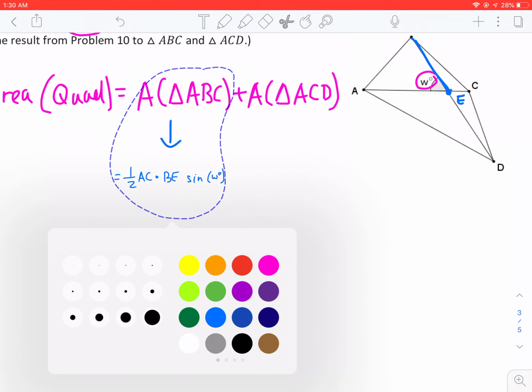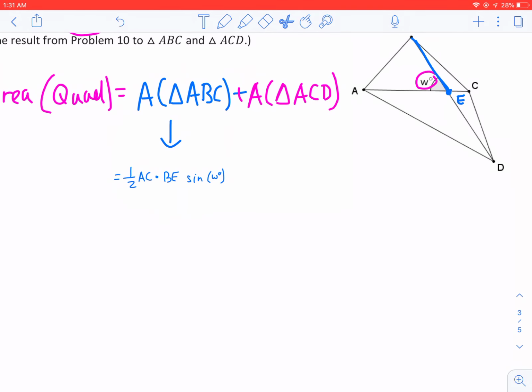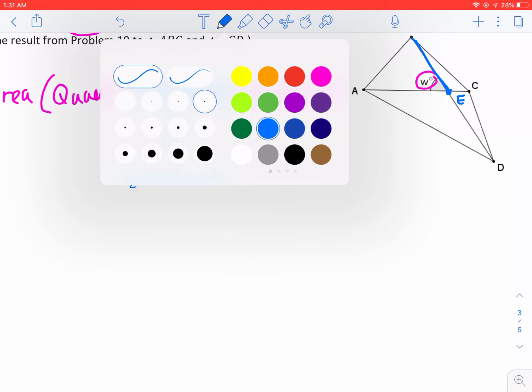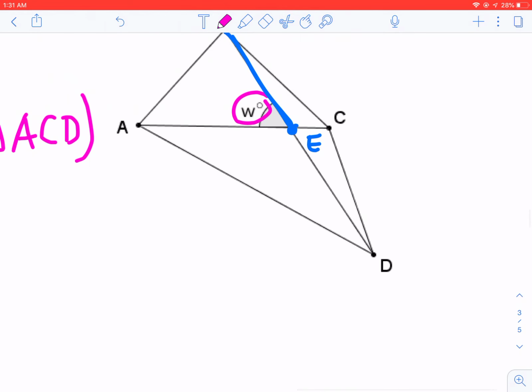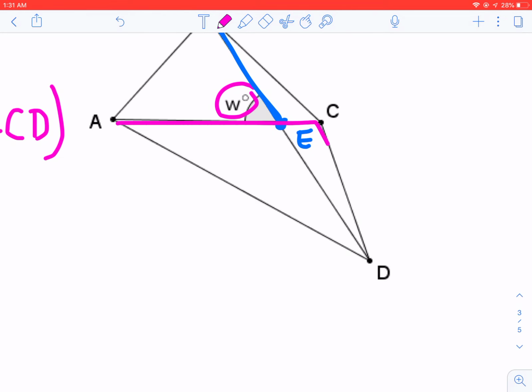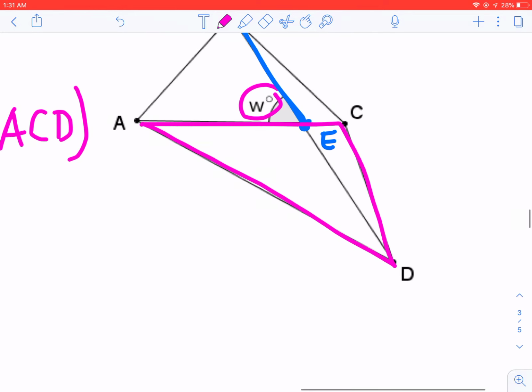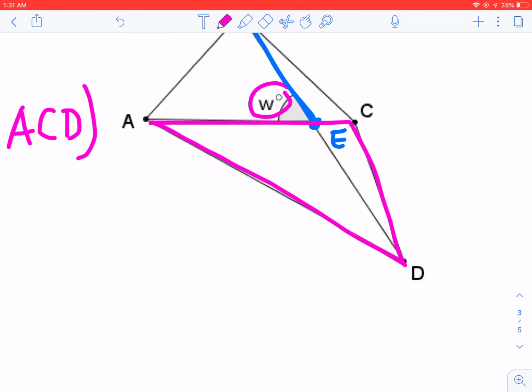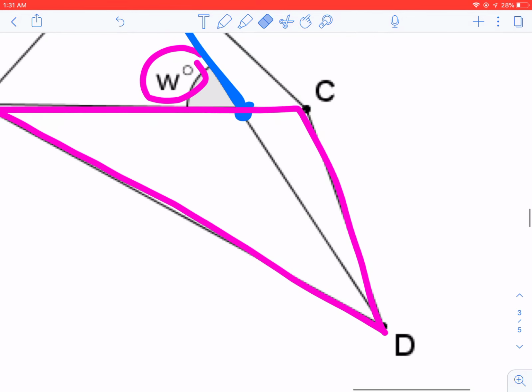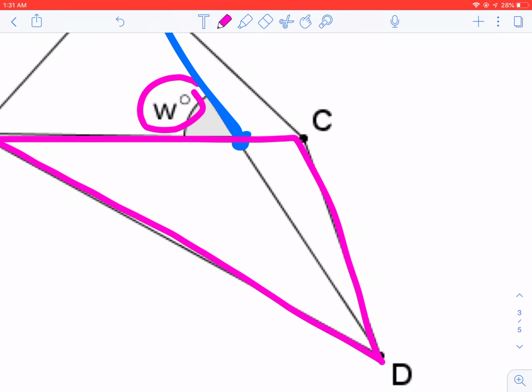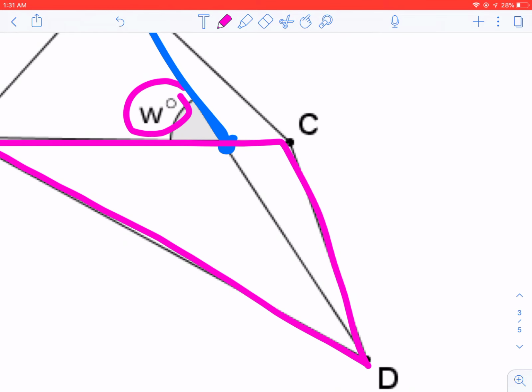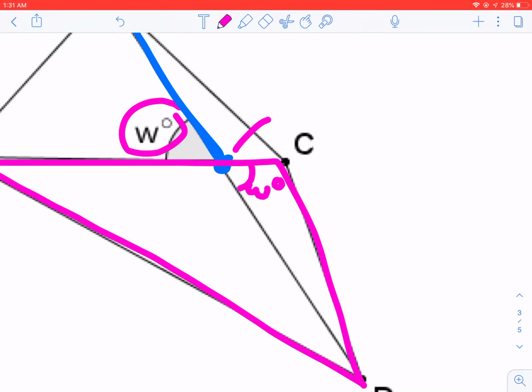Style blue. And let's find the area of triangle ACD now. So it looks like the same thing is happening. This one's drawn a little differently, but if that's W degrees, then this is also W degrees by vertical angles. Right, that angle. Let me relabel this point E.